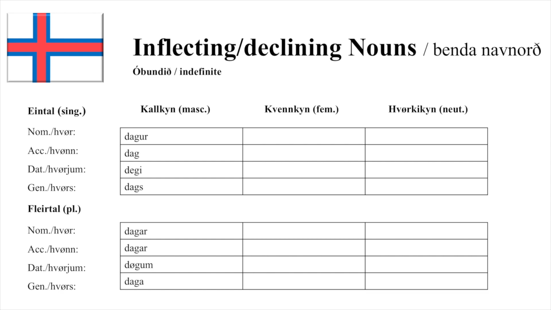masculine words first. So we'll ask hvør her ein dagur, hvønn sást du ein dag, hverjum møtte du einan degi, hvers det dags. Hvør der flere dager, hvønn sást du flere dager, hverjum møtte du flere døgum, hvers det daga.